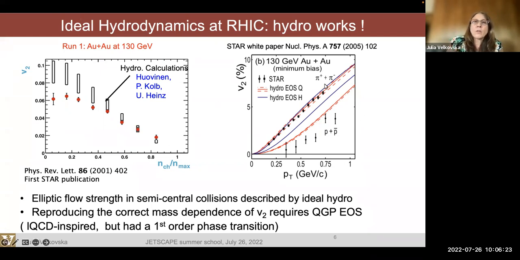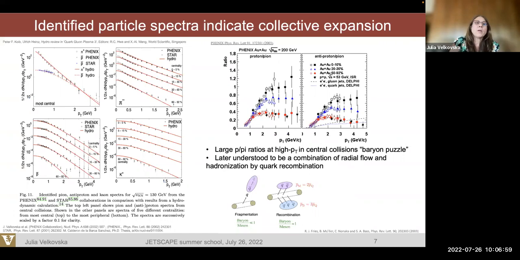In addition, the flow of identified particles was measured, and what was found is that in order to describe the splitting in the distributions for pions and antiprotons, you need to involve a QGP equation of state, although there are a lot of caveats in these early calculations that are now much better addressed. So already from the first measurements, it looked like we're looking at something which is very close to ideal hydrodynamics.